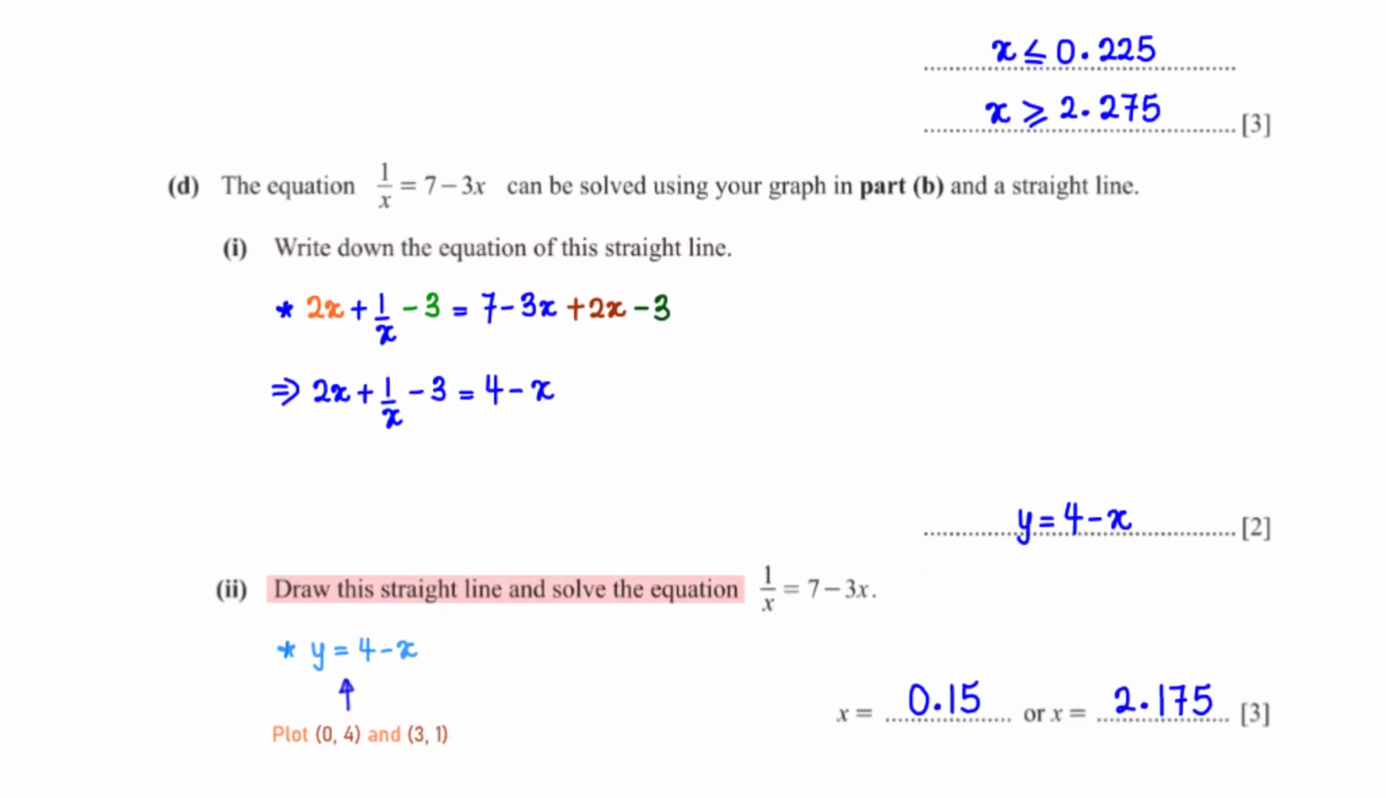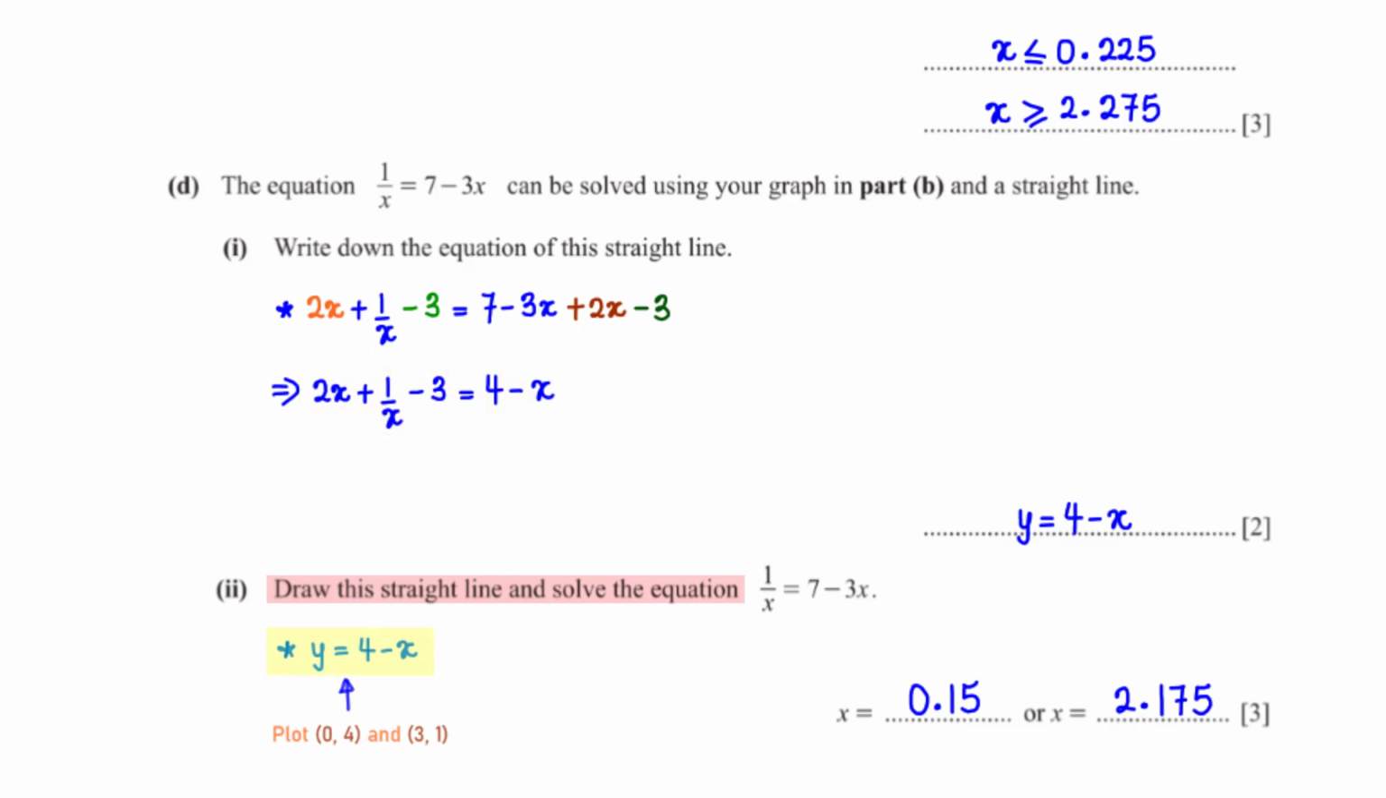Draw this straight line and solve the equation 1 over x equals 7 minus 3x. In the previous question, we expressed the given equation as this. This means the solution to the given equation is the x-coordinates of the intersection points between the graph of y equals 2x plus 1 over x minus 3 and the line y equals 4 minus x.